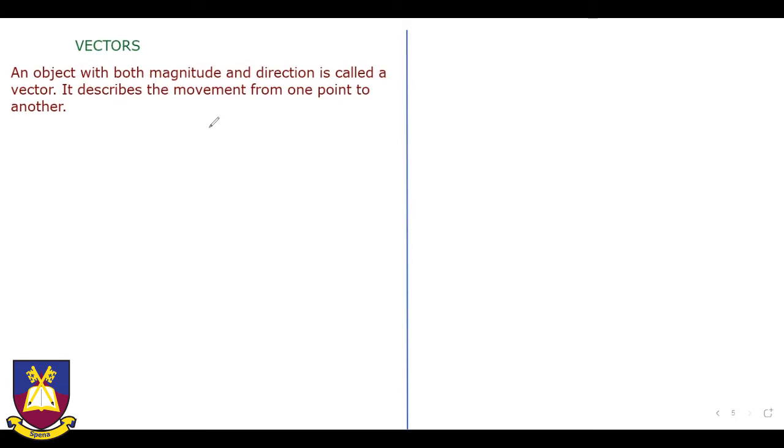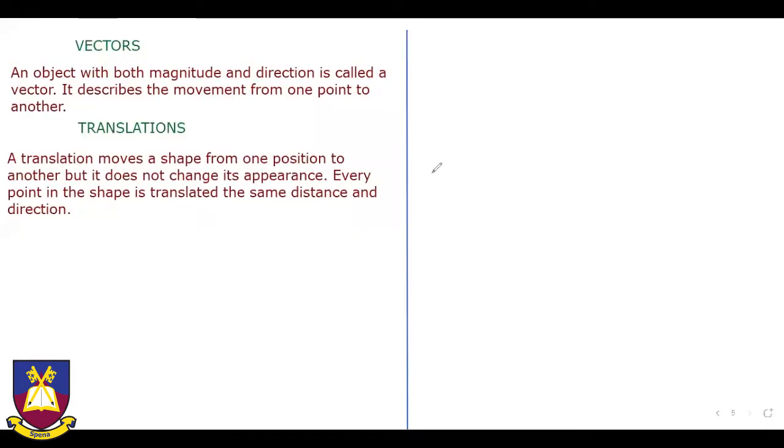In order to understand vectors, let's first look at the meaning of a translation. A translation moves a shape from one position to another, but it does not change its appearance. Every point in the shape will be translated in the same direction and by the same distance. So in other words, a translation can move a given shape, maybe a rectangle, from one position to another.